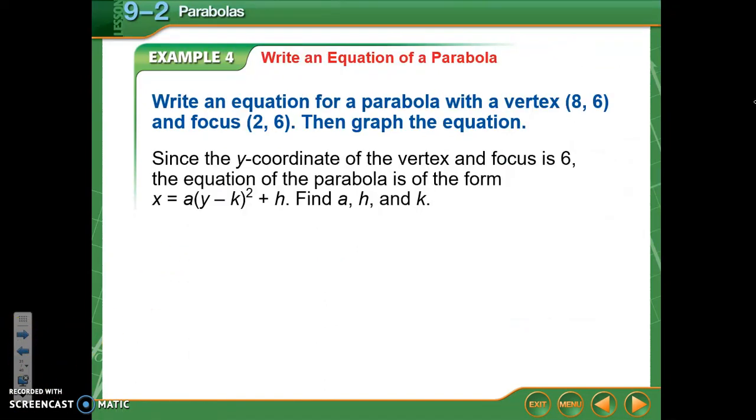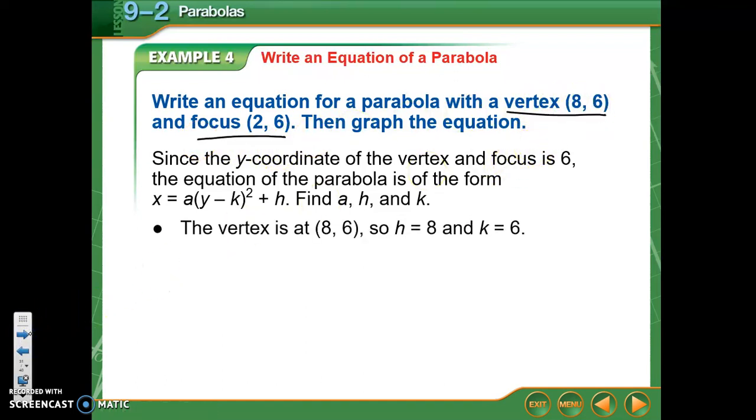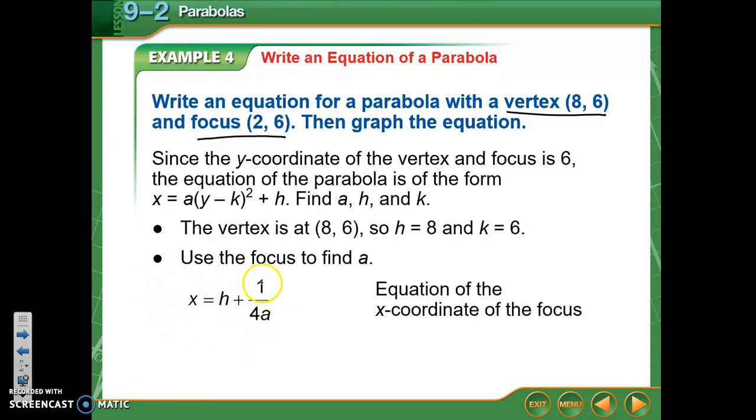Okay, so for this last one, I'm given the vertex of a parabola and the focus, and I want to write the equation. Since my vertex is 8, 6, I know that h is 8, and k is 6. I'm going to use the focus to solve for a. So this is the equation of my focus, x equals h plus 1 over 4a. Notice I know this is going to be a horizontally opening parabola if I just think about where the vertex and the focus are. If my vertex is here and my focus is directly to the left, it's going to open to the left. So I make sure I use the correct equation.